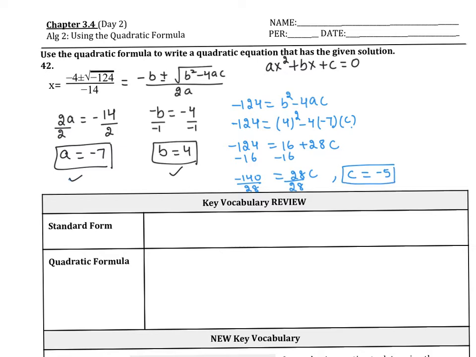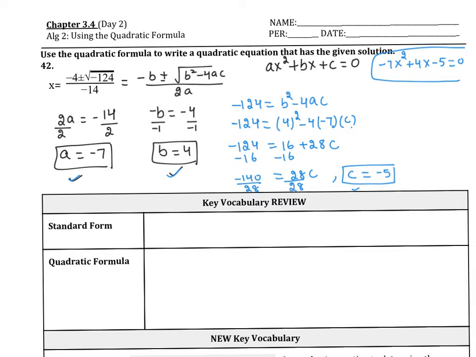Now you have a, b, and c. You're going to plug them into the standard form. So you're going to get negative 7x squared plus 4x minus 5 equals 0. So this is your quadratic equation whose solution is given in this form.